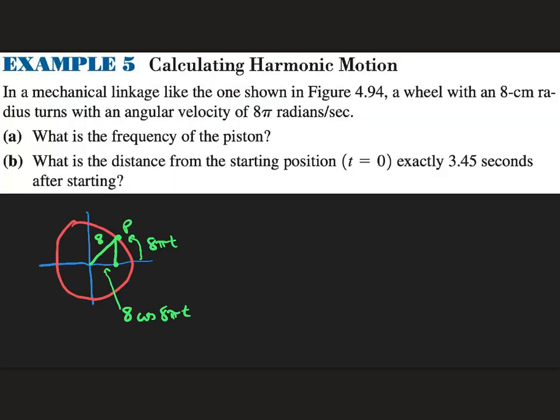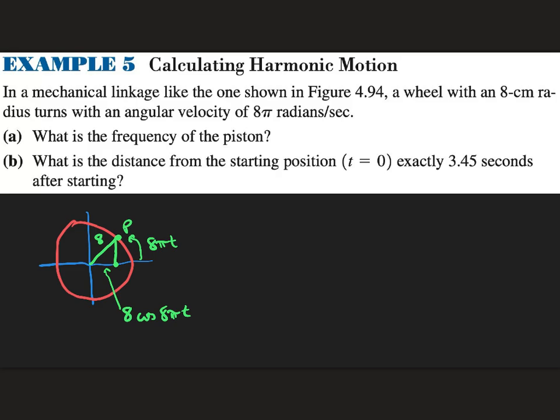Okay, here is the picture of the diagram. So we have a radius of 8. Something moves in a circular fashion for 3.45 seconds. It covers a distance of 8 pi t. And we have our x-coordinate at x cosine 8 pi t.